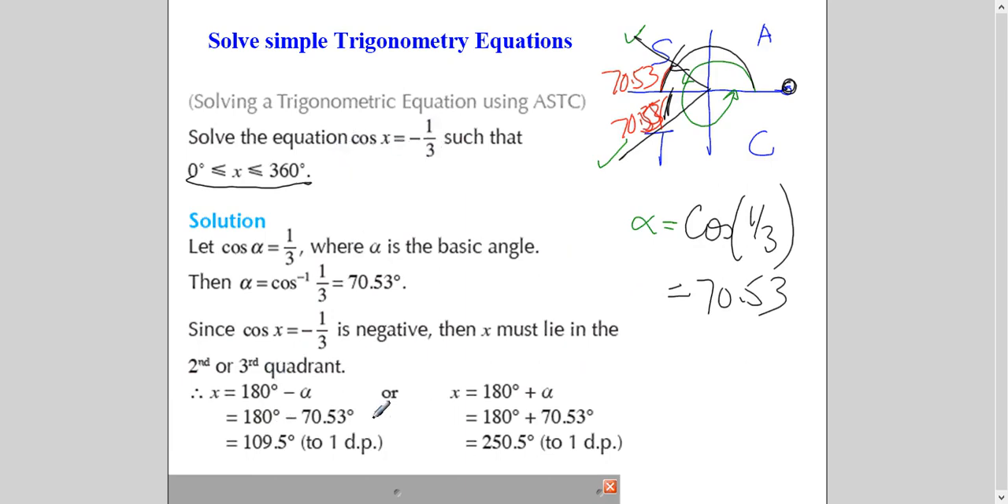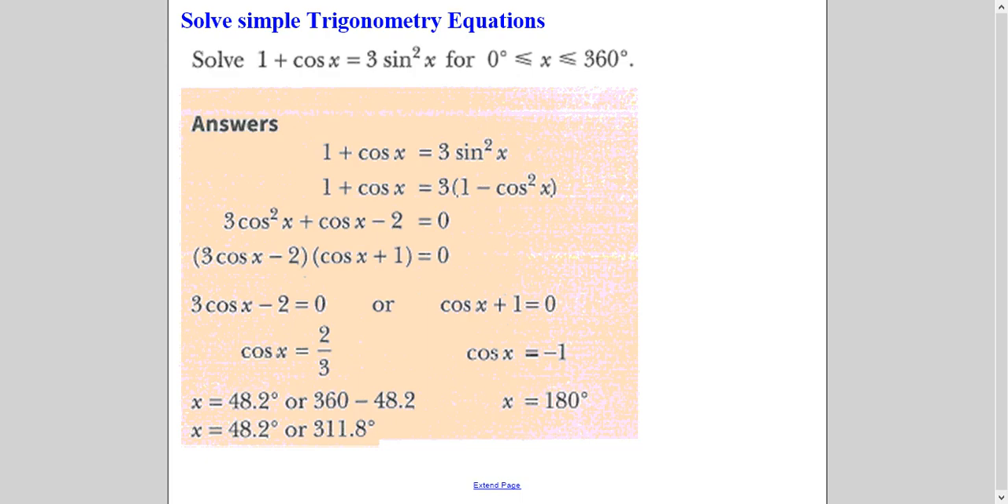So if you want to check in your calculator, plug in cos 109.5 and cos 250.5, your answer will be -1/3. Maybe a difference of little decimal because we are not using exact value here. We are using only 70.53, right? So this is the way you figure out the answers or solution of the trigonometric equation. Now let's see the next example.